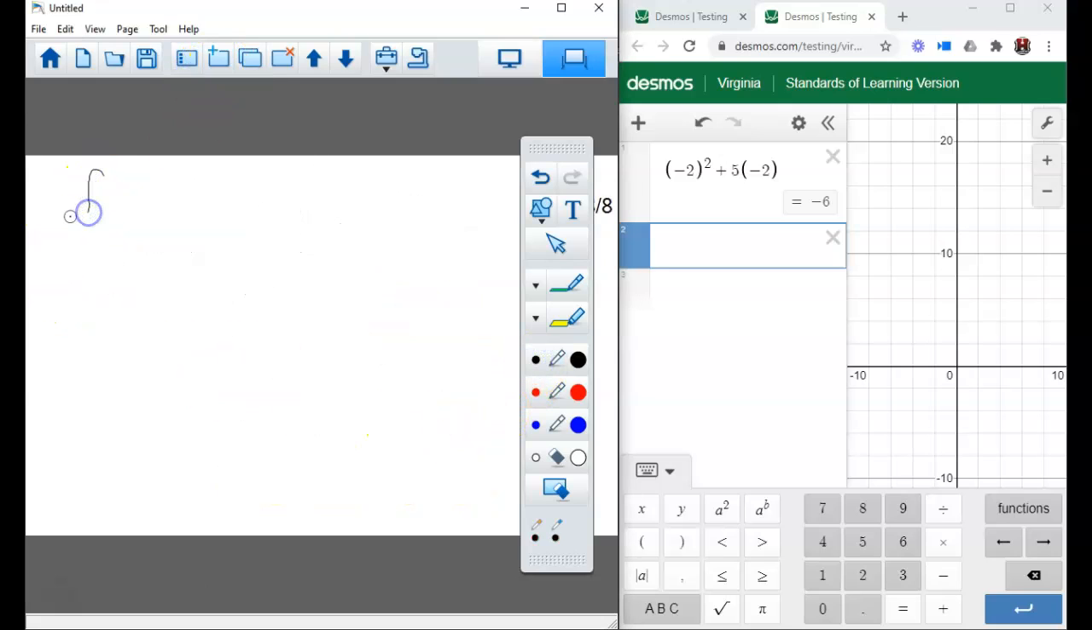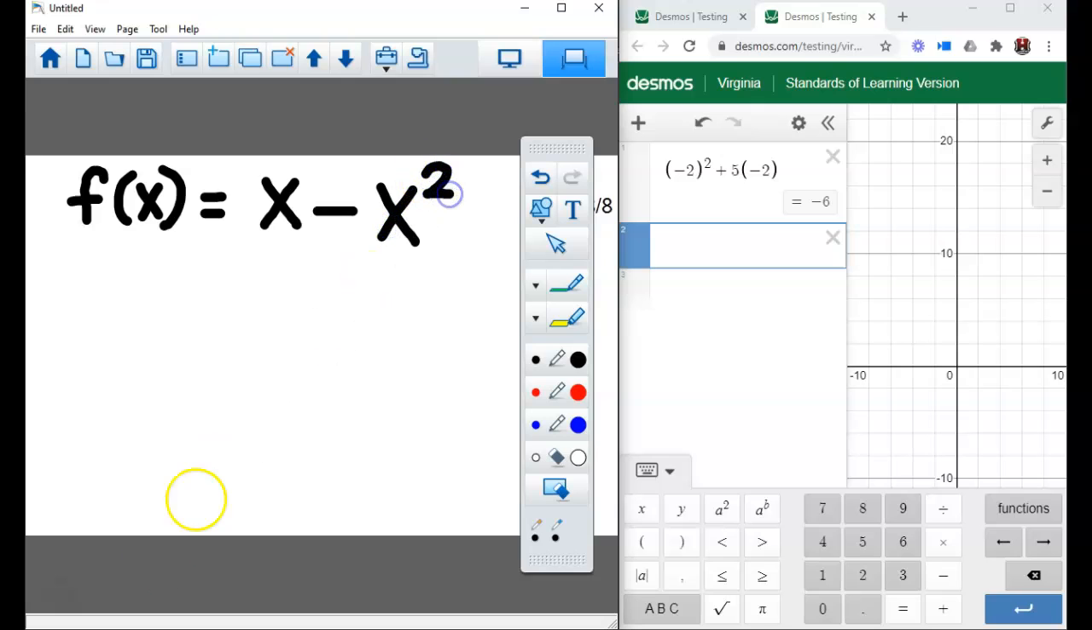This time, let's do f of x is equal to x minus x squared. And this time, let's find f of negative 3. What we're going to do first is take the function rule and rewrite it, inserting any parentheses that are necessary.